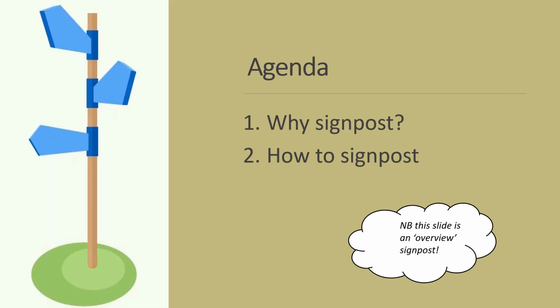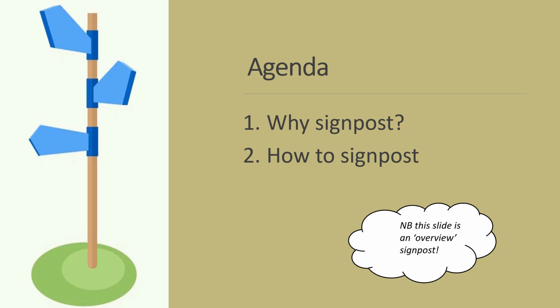So on the agenda today are 2 things. First of all, we'll ask, well, why should we signpost? What is it about signposting that makes it an important component of academic writing? The take home there is that it's about providing your reader with the direction of travel you're taking in a particular piece of work, whether it's shorter like an essay or longer like a dissertation.